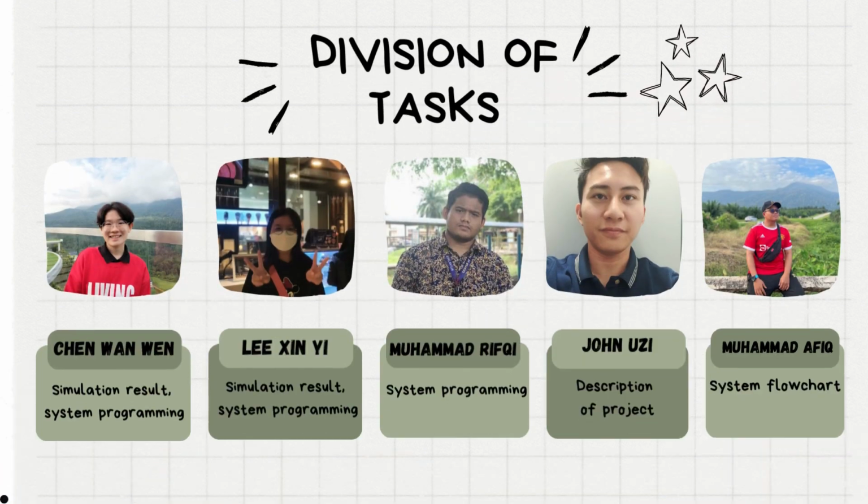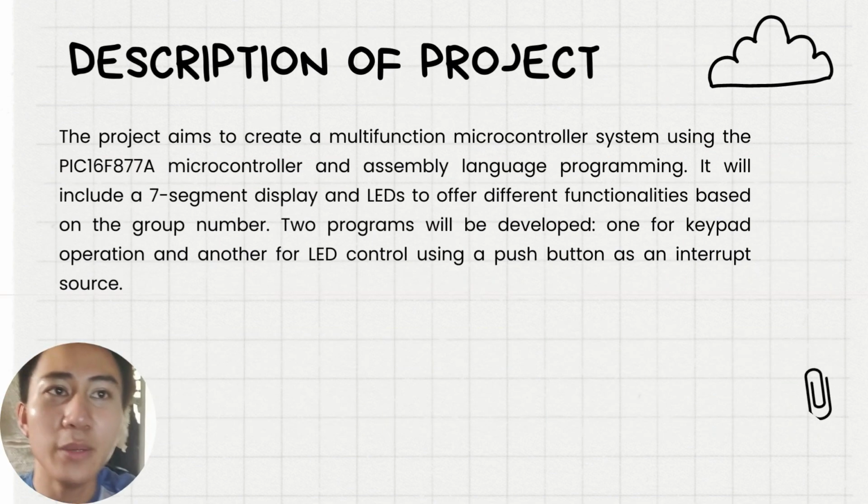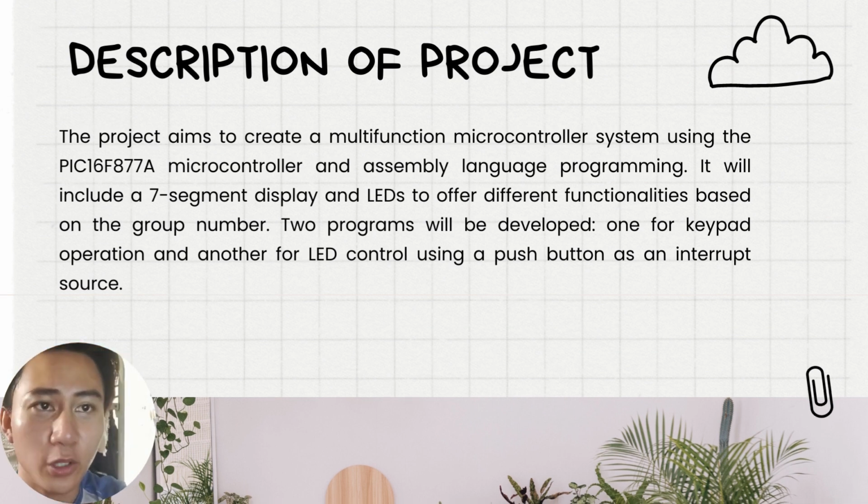So for the division of tasks, me, Wanwen, will be in charge of the simulation result and system programming. Sinyi also will be in charge of the simulation result and system programming. For Rifki, he is in charge of system programming. John is for the description of project, and Afiq is for the system flowchart. Now, I will present the description of our project.